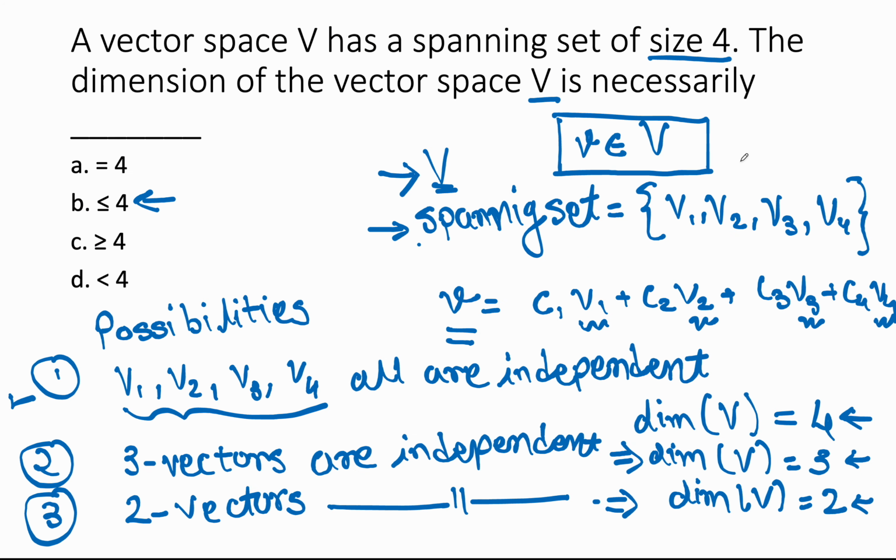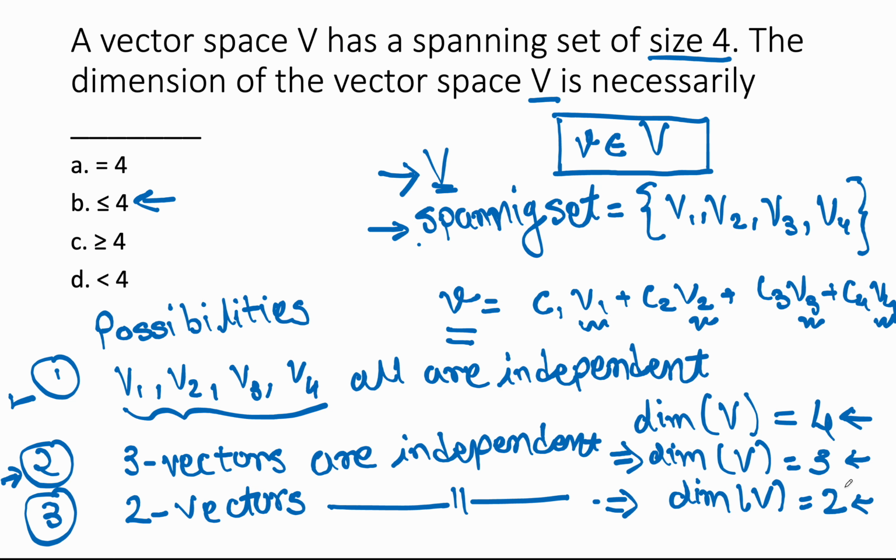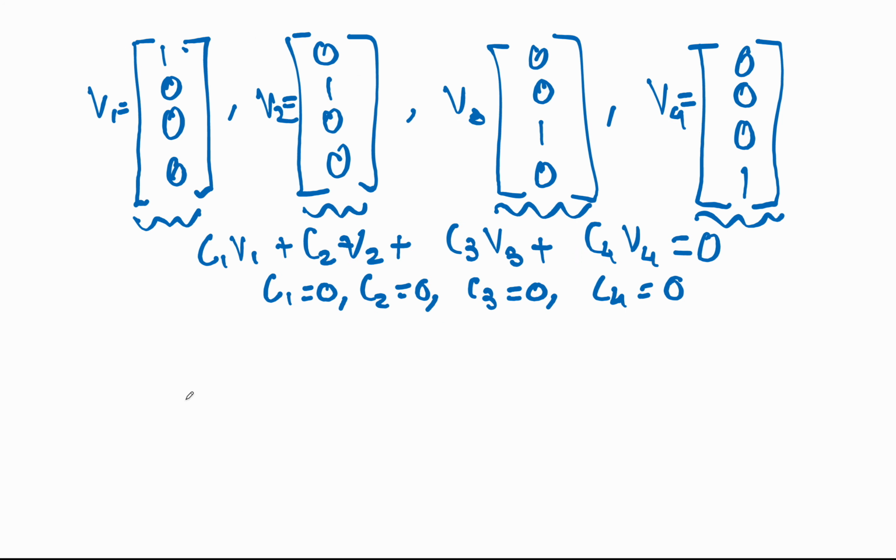Similarly, we can write for the second case where three independent vectors will be there. These three independent vectors will give rise to a three-dimensional subspace, and similarly for two independent and one independent vector. I hope this is clear. We'll go to the next question.